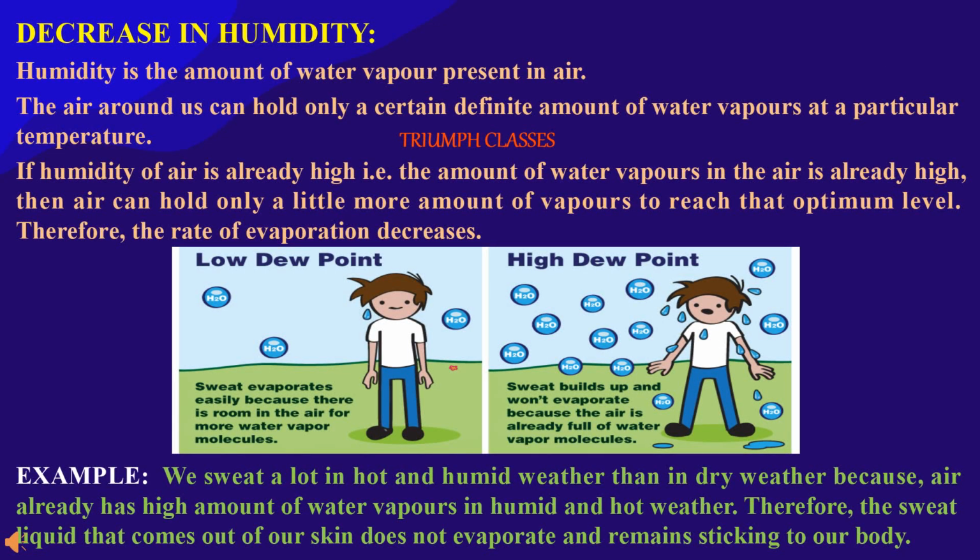Decrease in humidity. Humidity is the amount of water vapor present in air. The air around us can hold only a certain definite amount of water vapors at a particular temperature. If humidity of air is already high, i.e. the amount of water vapors in the air is already high, then air can hold only a little more amount of vapors to reach that optimum level. Therefore, the rate of evaporation decreases.